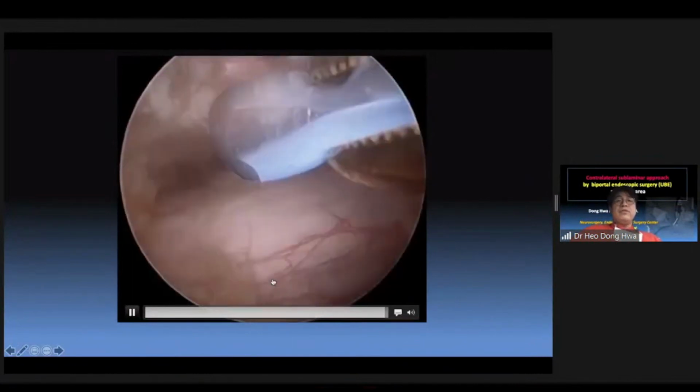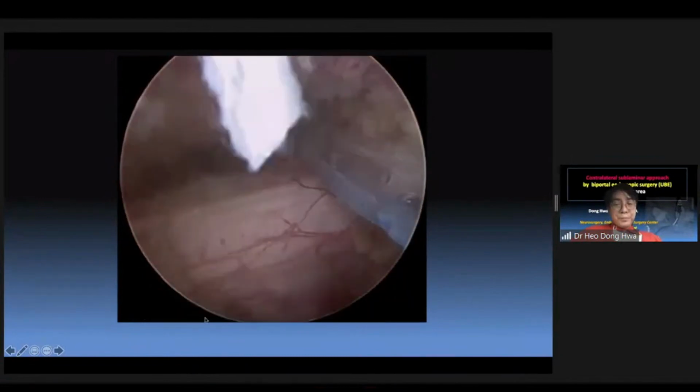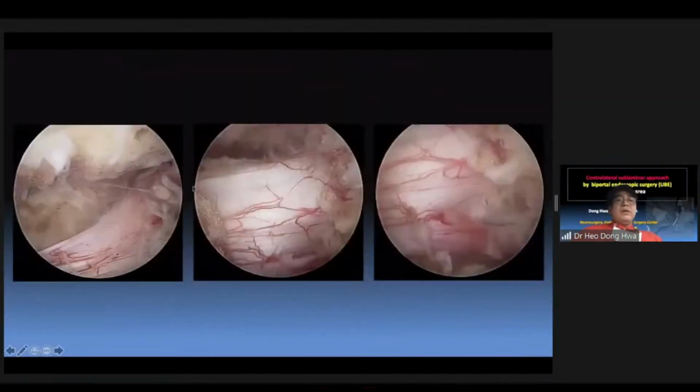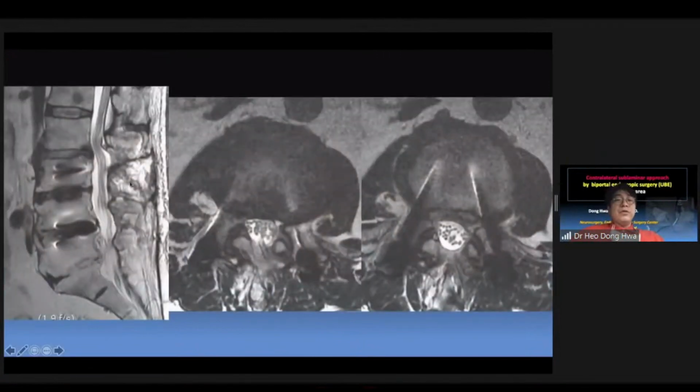The final view, and finally I put in the epidural drainage catheter after contralateral central canal and ipsilateral neural decompression using the unilateral approach, bilateral discectomy. After surgery, you can see the central canal decompression and the bilateral disc herniations were completely resolved with only a unilateral approach.